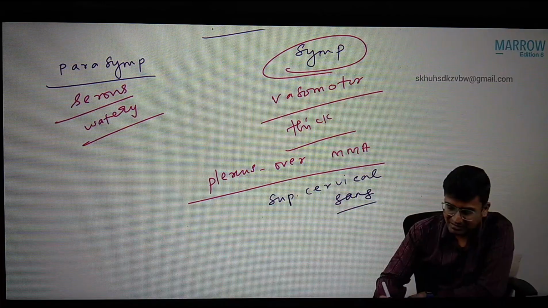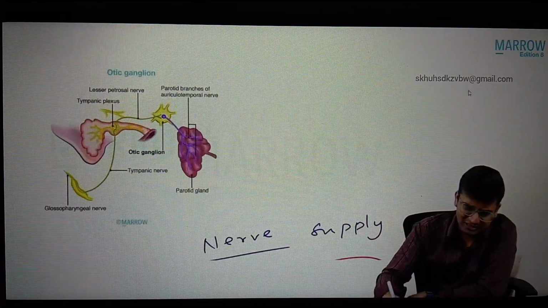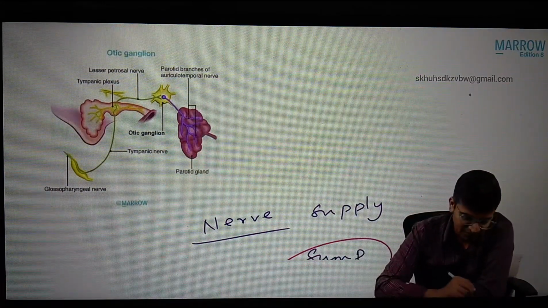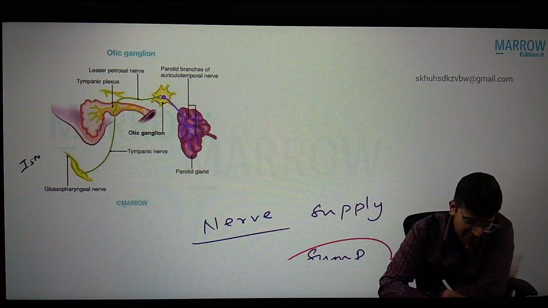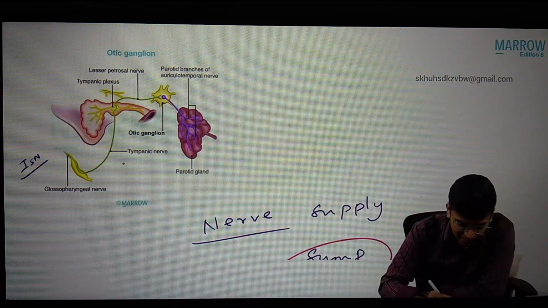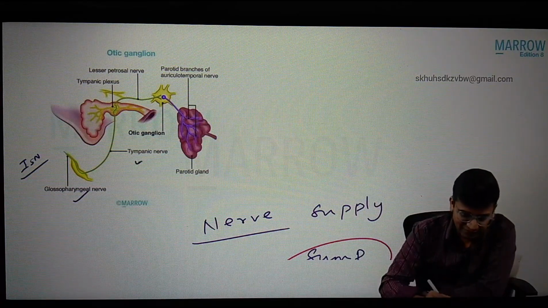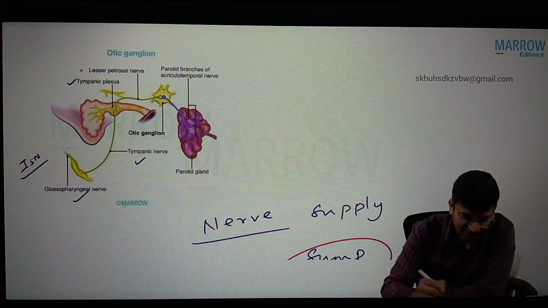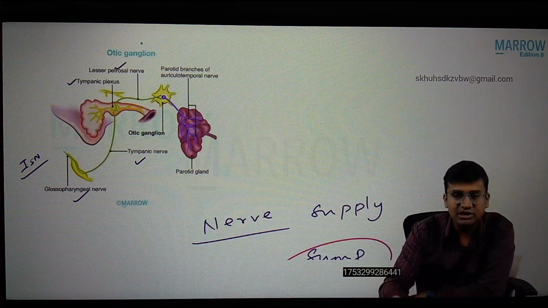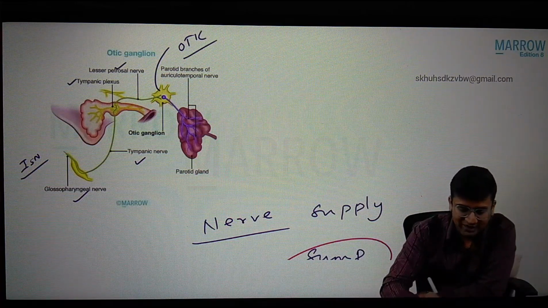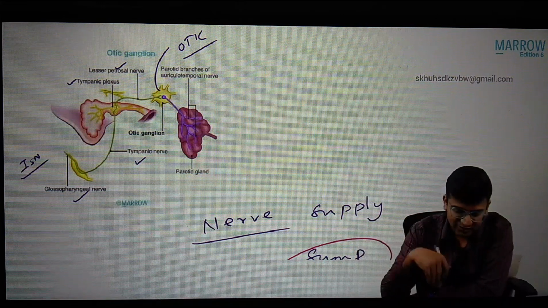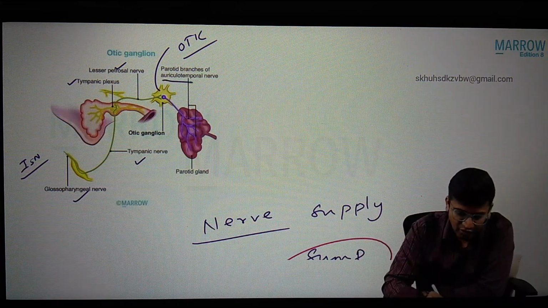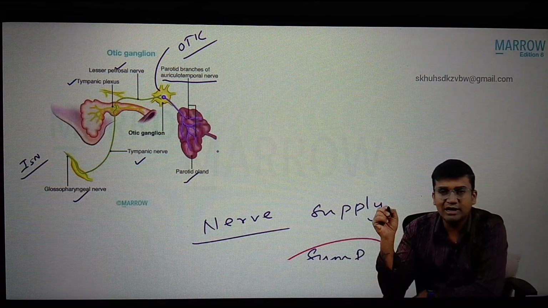Now what are the parasympathetic fibers? Parasympathetic fibers, we already discussed in the mandibular nerve topic itself. Fibers from the inferior salivatory nucleus and the ninth nerve, the tympanic branch of the ninth nerve, tympanic plexus, lesser petrosal nerve will give the fibers to the otic ganglion, and the fibers from the otic ganglion are carried by the auriculotemporal nerve, which in turn innervates the parotid gland.